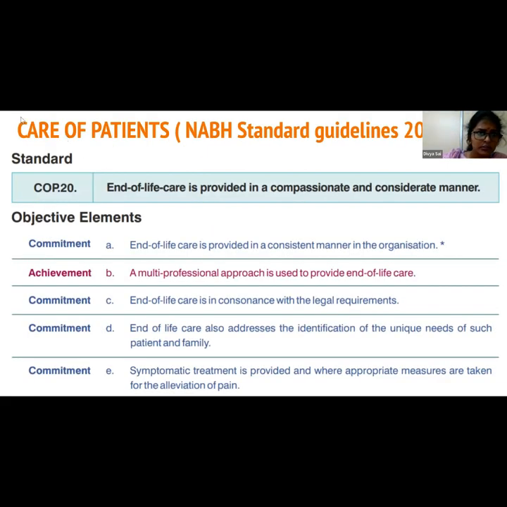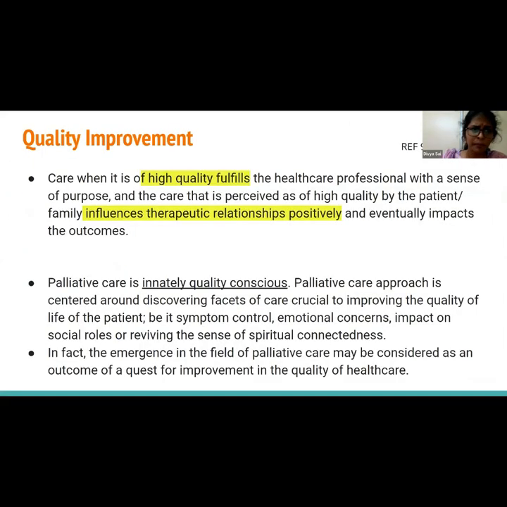These are the guidelines I've obtained from the NABH standards of 2020, wherein, under the care of patients heading, they have mentioned that end-of-life care is provided in a compassionate and considerate manner. They are committed to ensuring that end-of-life care is provided in a consistent manner in the organization, in concordance with the legal requirements, making sure that identified needs are met and symptomatic treatment is provided. So all of this is a standard of care in the NABH guidelines, and also pain management.